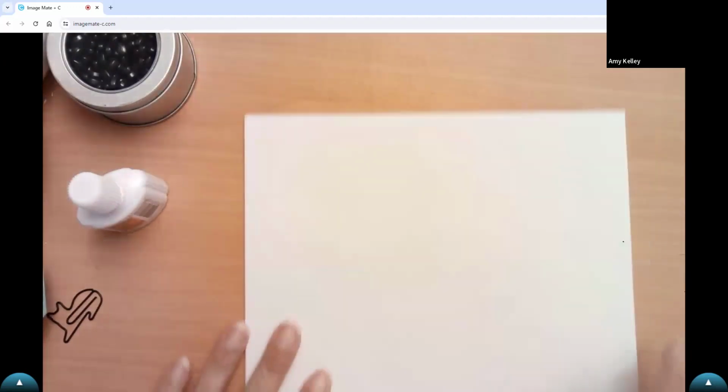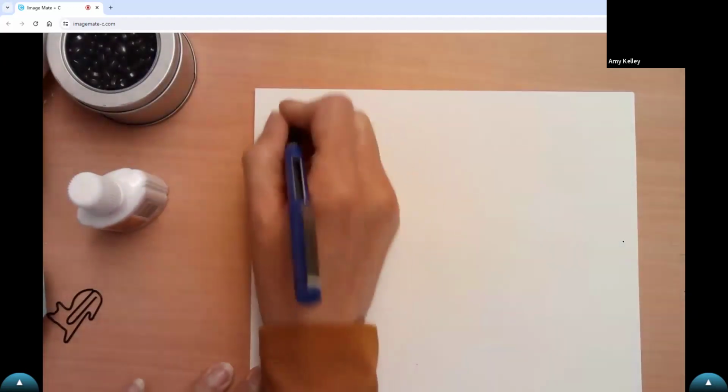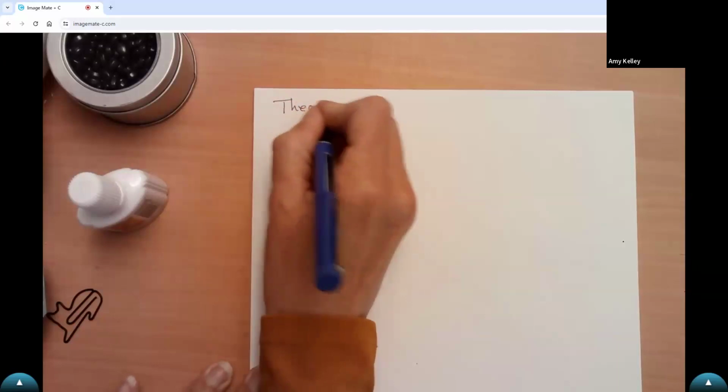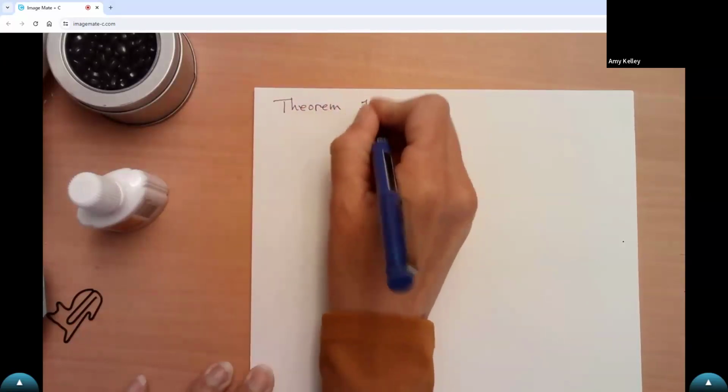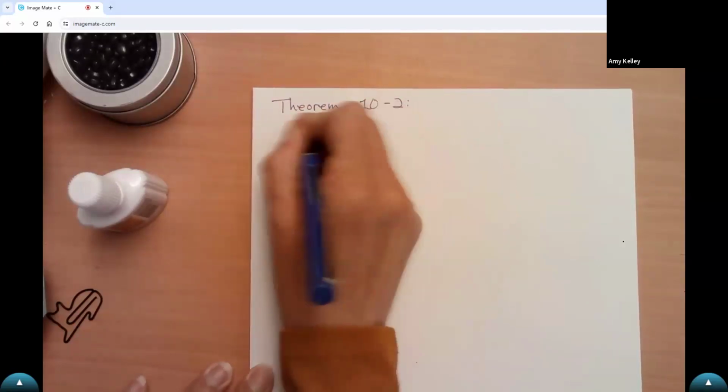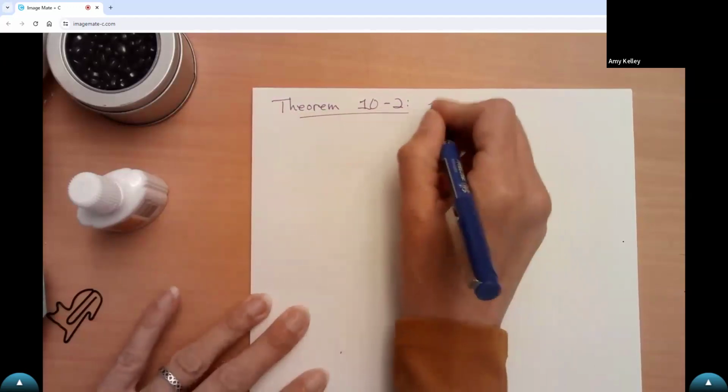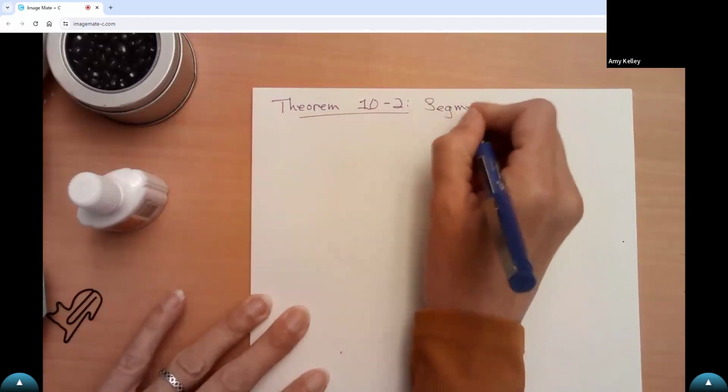So on to the next page. Let's see how much we've got left. All right, so I've got another theorem for you. Oh, we don't have much left at all. Okay. I'm going to give you another theorem and then a couple of examples, and we will call it a day. So this is theorem 10-2. All right, and this is the segments tangent to a circle theorem.